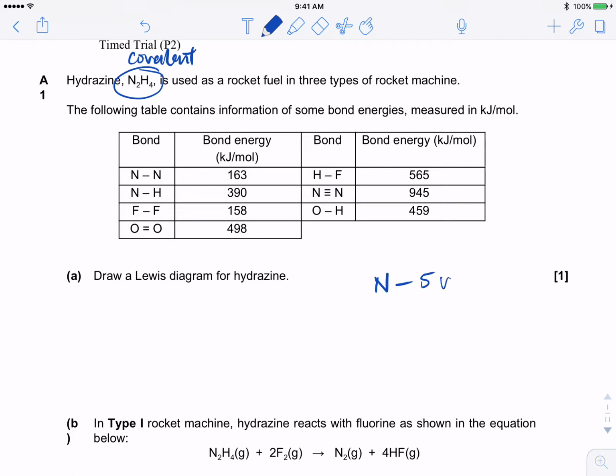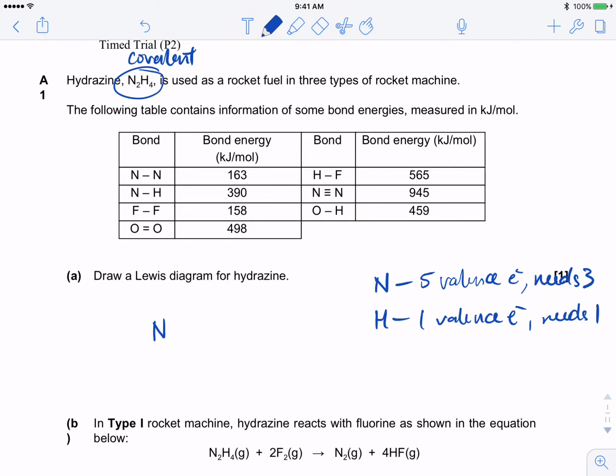Nitrogen has 5 valence electrons, so it needs 3 more. Okay, hydrogen has 1 valence electron, needs 1. So how can I arrange it such that there's 2 nitrogen and 4 hydrogen at the same time? Now usually the one that appears the fewer number of times, like among nitrogen there's only 2 nitrogen, hydrogen there's 4, right? So usually those that have fewer atoms are in the center. Okay, so let me draw the nitrogen in the center first.